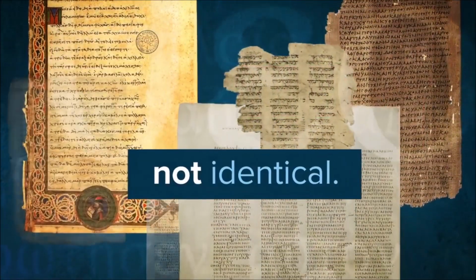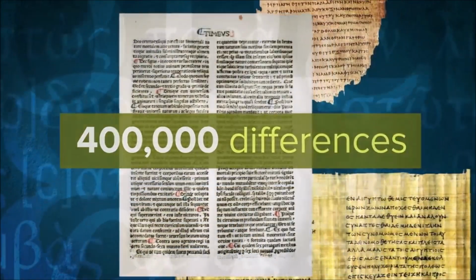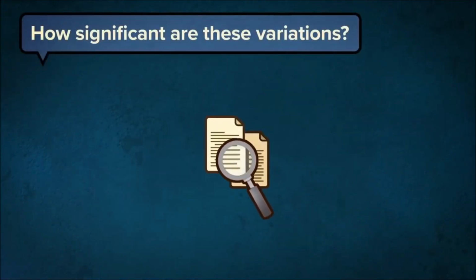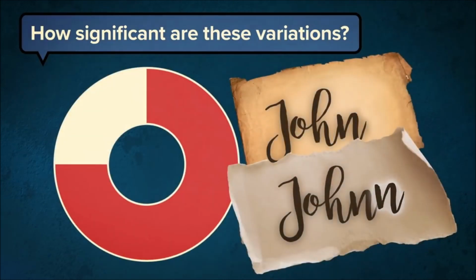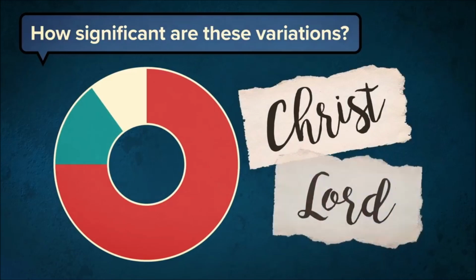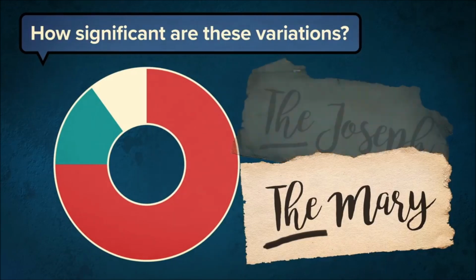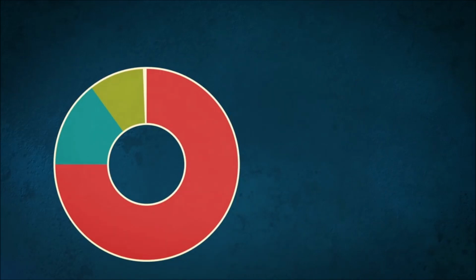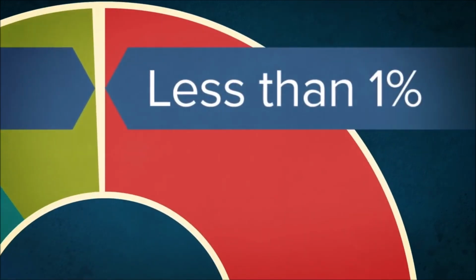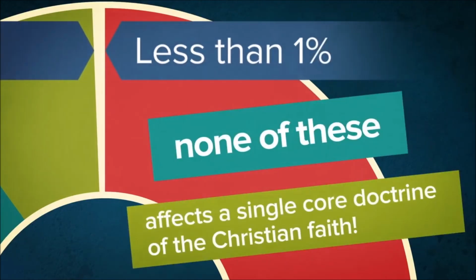But these manuscripts are not identical. In fact, they contain roughly 400,000 differences. The obvious question then is, how significant are these variations? Most of them are simply variations in spelling, which are easy to sort out. Then we find minor differences, such as the use of synonyms or a definite article with a proper name. These have no effect on translation. There are also errors that scholars have determined were not in the original text. That means that less than 1% of all the variants have any real significance at all for the meaning of the original text. And none of these, not one, affects a single core doctrine of the Christian faith.